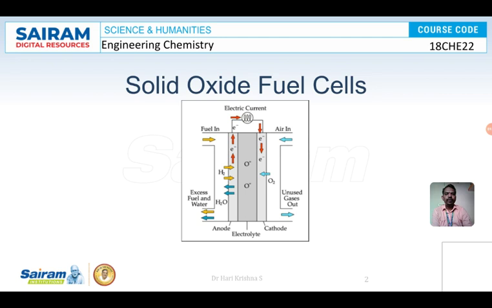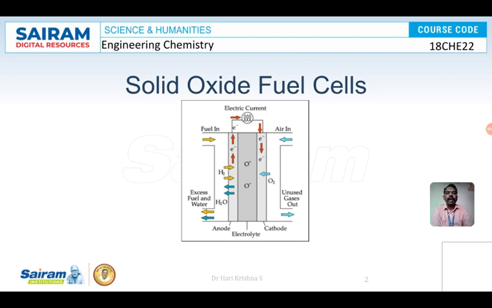In between these two we have the electrolyte. The electrolyte is a solid electrolyte. The electrolyte used here is solid state, yttria doped with zirconia. The fuel injected here is hydrogen. The active species at the anode is hydrogen, and the active species at the cathode is oxygen. So hydrogen will be let through the anode inlet and oxygen will be let through the cathode inlet.